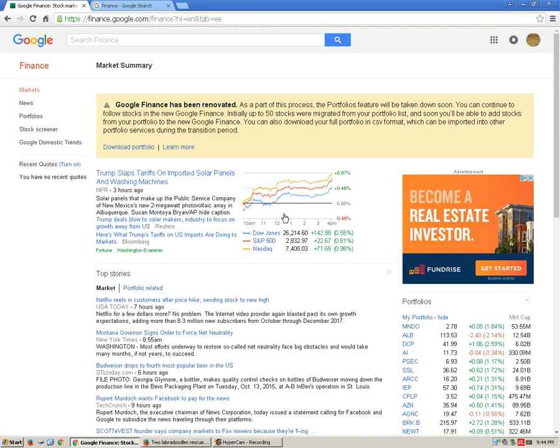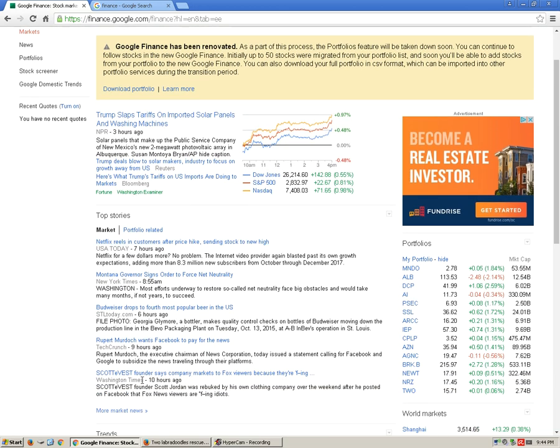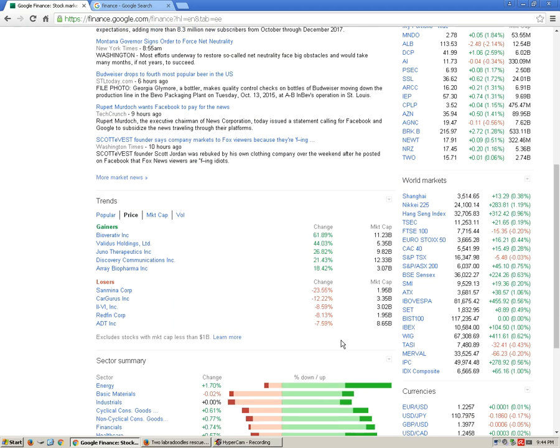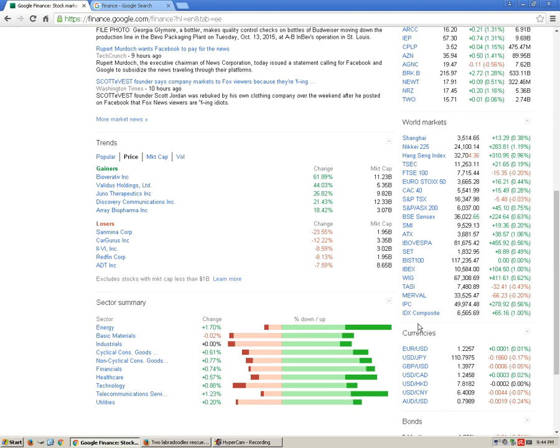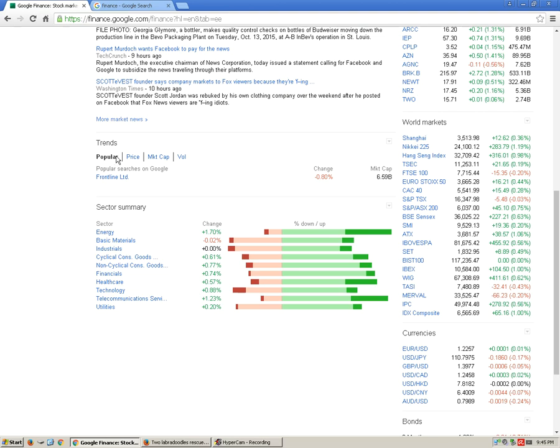It's got the overview of the market right here, the indexes, and a bunch of news, and a bunch of stocks in a portfolio. Here's the world markets. Big old list here, lots of information, trends. You can sort them by whatever you like. You can go by what's popular.